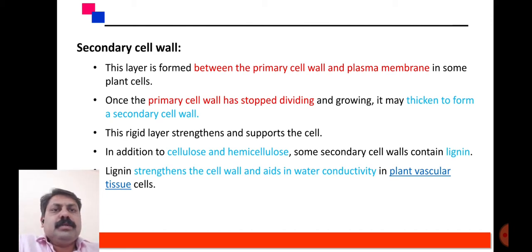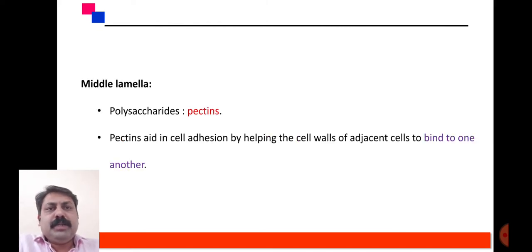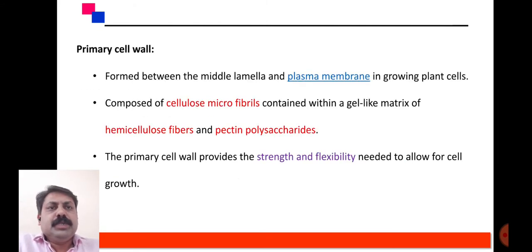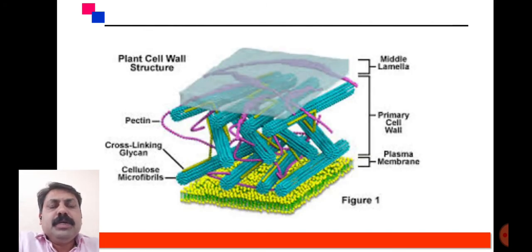This lignin strengthened the cell. So this is the outline: the secondary wall is composed of cellulose, hemicellulose, and lignin. The primary wall is composed of cellulose, hemicellulose, and pectin, and the middle lamella is made by pectin. So this is the chemical composition of the cell wall.